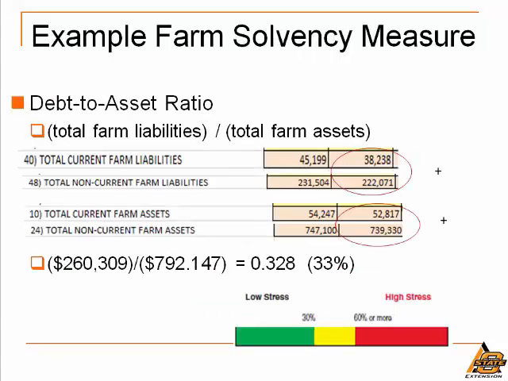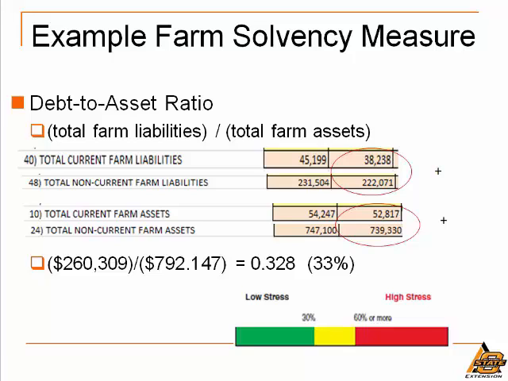One of the most common solvency measures, the one that I see most often utilized, is the debt to asset ratio, which is just what it sounds like: total farm liabilities divided by total farm assets. On our OSU example balance sheet, we simply have to add the current and non-current categories of both liabilities and assets to get the totals.